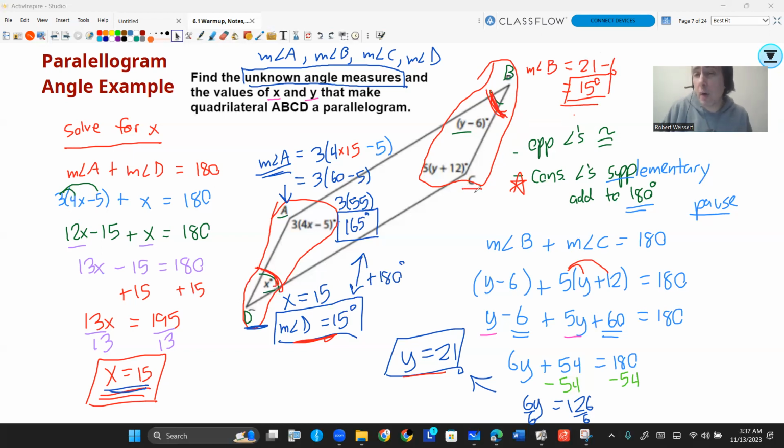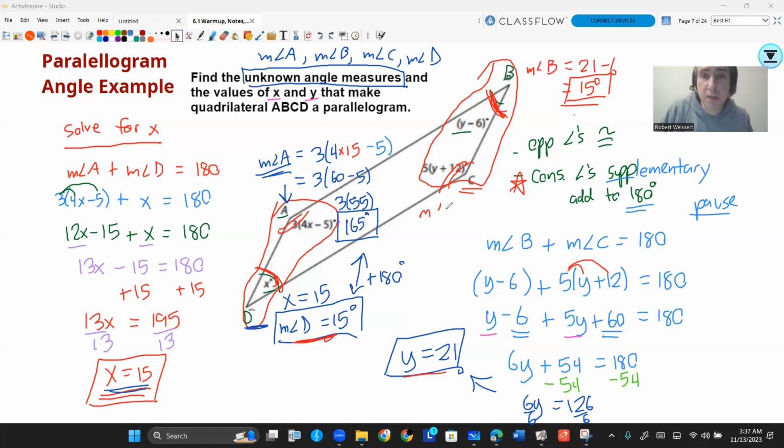So can you think about what angle C is without even doing any extra work? Yeah, it's going to be the opposite of angle A. So angle C and angle A have the same measure. Angle C is going to be 165. Now let's plug that in and prove it.